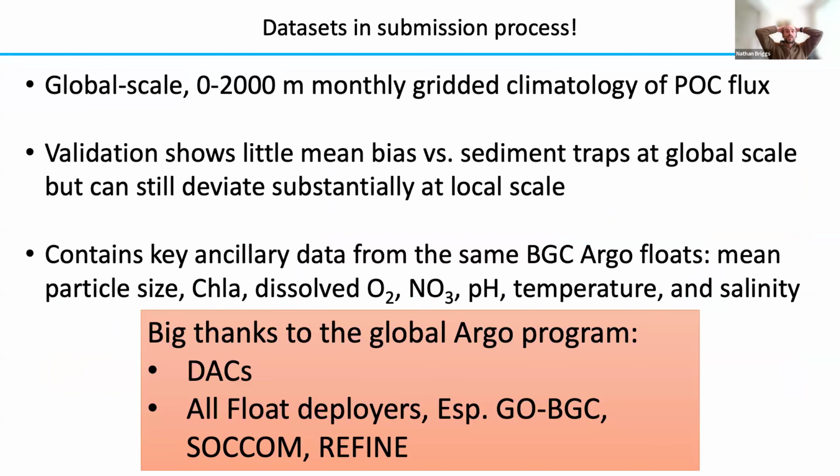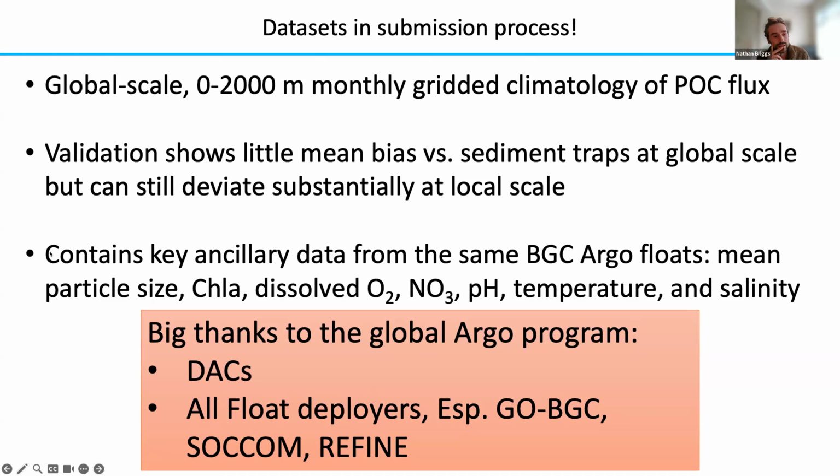So the submission of this data set is now in process. Hopefully, it should be available for everybody very soon. It's a global scale surface to 2,000-meter monthly gridded climatology of POC flux and particle size and concentration. The validation shows very little mean bias. So for large scale analyses and comparisons, I think you can be confident it won't have a large bias versus sediment traps at global scale, but just warning that it can deviate substantially at local scales, where it may not capture specific extreme processes.